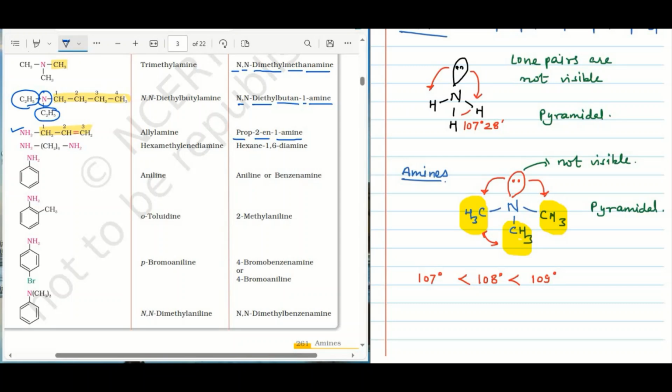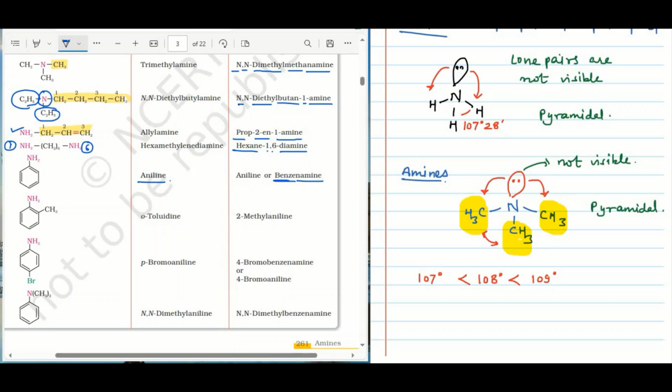Now examine the next example. Here NH2, single bond, CH2 six times, single bond, NH2. So here there are 6 carbons in the chain. At the first position there is an amine, and it is also bonded to the 6th carbon. So the parent will be hexane, and you have to write hexane-1,6-diamine. Now come to the aromatic amines. In aromatic amine, the NH2 group is bonded to the benzene ring. Its common name is aniline or benzene amine.